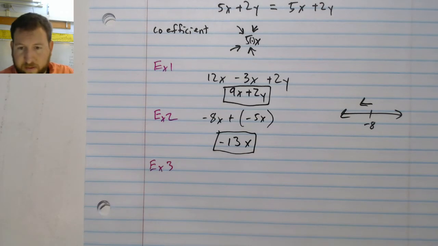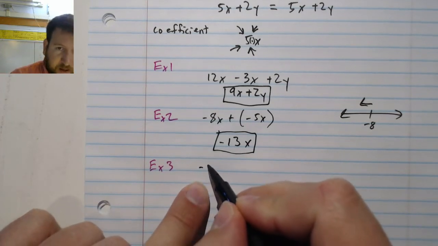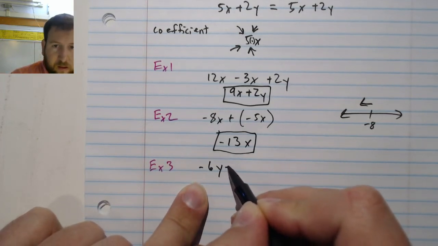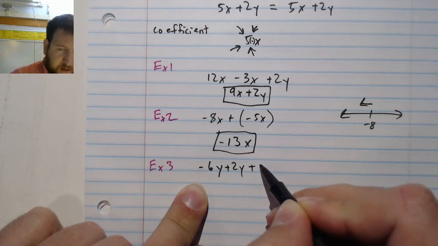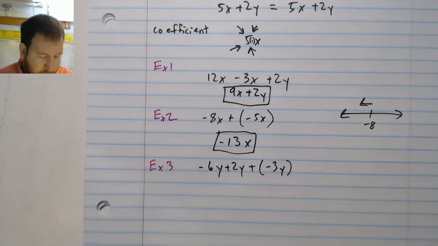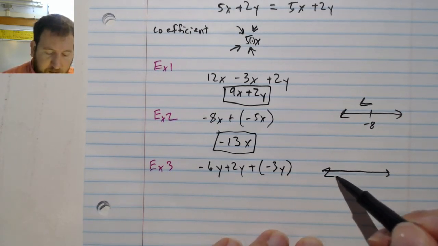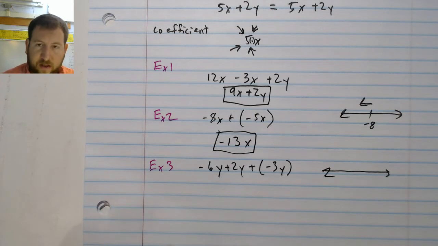Let's look at example 3. All right. In this case, I'm going to find a little bit of a trickier one for us. Okay, we're going to take negative 6y plus 2y plus negative 3y. All right, so in this case, again, they are trying to throw me off by thinking about that number line in the direction that I need to go.